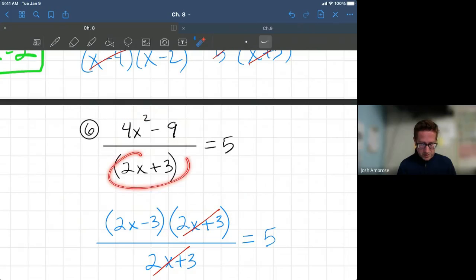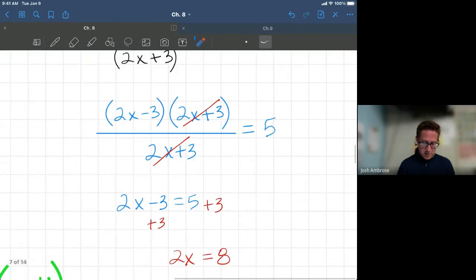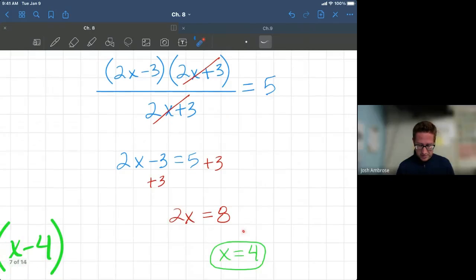The 2x plus 3 is still there on the bottom. The 5 is still there. 2x plus 3's cross each other out. All you're going to be left with is just a simple linear statement. 2x minus 3 equals 5. Go through the basic algebra. Take care of the 3. 5 and 3 make 8. We're going to take care of dividing by a 2, getting down to the final piece that x equals 4.